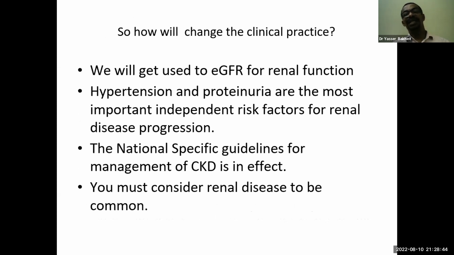So how will this change the clinical practice? We will get used to estimated GFR for renal function. Hypertension and proteinuria are the most important independent risk factors for renal disease progression. The national specific guideline for management of chronic kidney disease is ineffective. You must consider renal disease to be common. You will get used to estimated GFR.